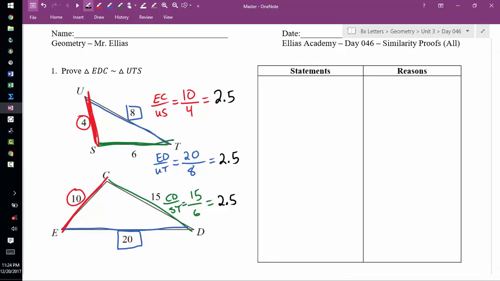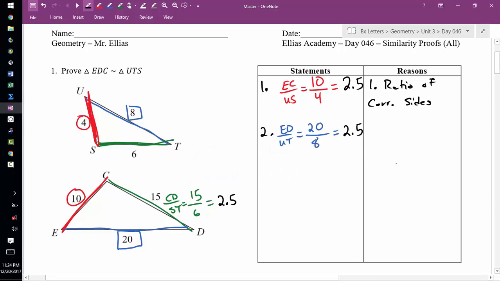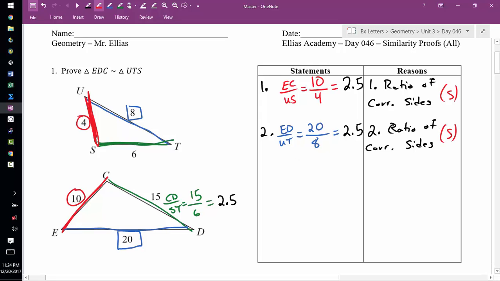So when I go to write up my statements, the first statement is going to be this first ratio that I made, and my reason would be ratio of corresponding sides. 2 is going to be my next one. Maybe the same reason: ratio of corresponding sides. I'm just going to keep track of what I'm using. That's a side fact. The second thing is a side fact. And the third one will also be a side fact.